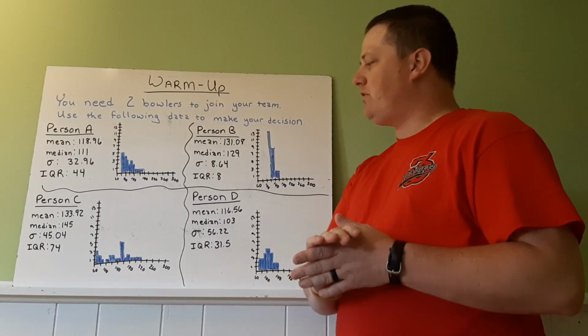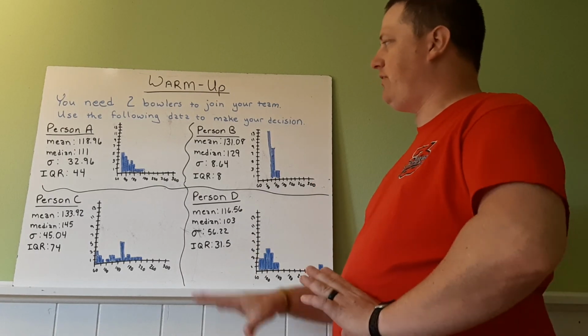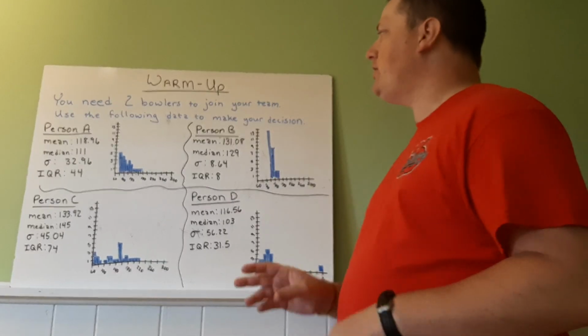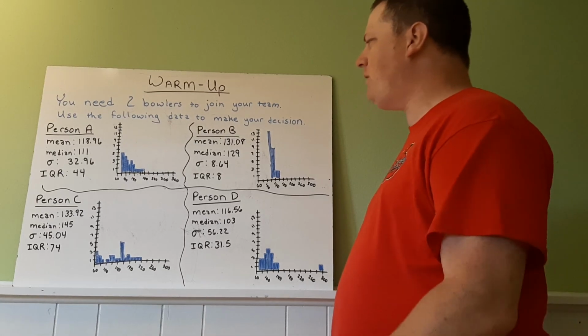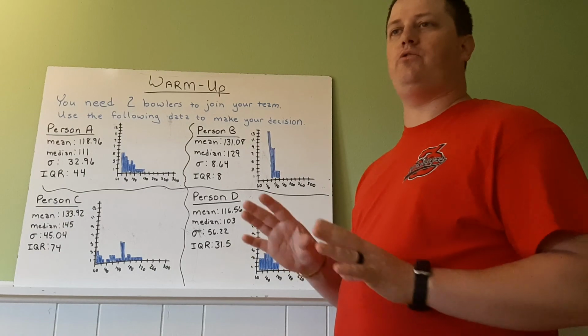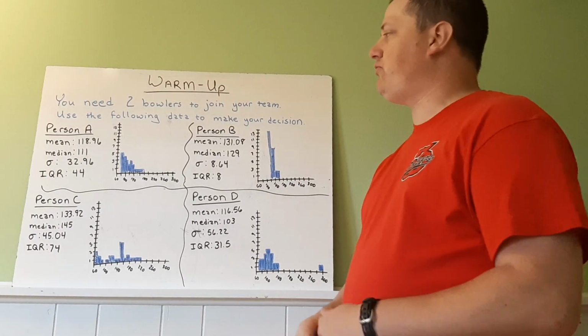All right, so to kind of get us started, we want to have our warm-up. What we have here is we have 4 people that are trying out for a bowling team. You need to pick 2 of those people. What you want to do is use the graphs and the data to determine which 2 you want and write down your reasoning for why you chose who you chose.